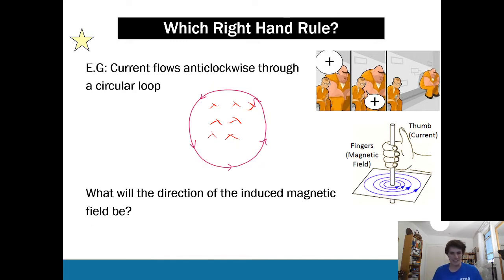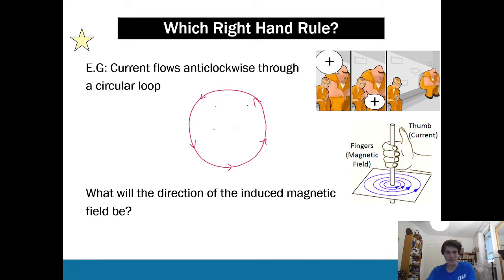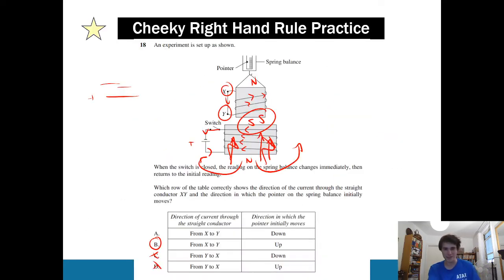I said it was going into the page. You use your right-hand rule. It's pointing out of the page. I don't know why I said that. Yeah, it's coming out of the page. I'm very sorry for getting that wrong. Please forgive me. It's like I said, that's why I always have to make sure that I go back and check the first question again. But that one is actually coming out of the page.